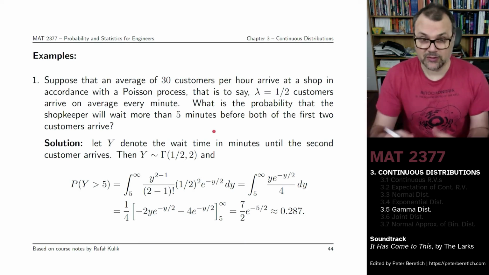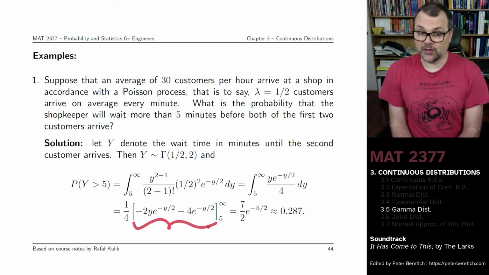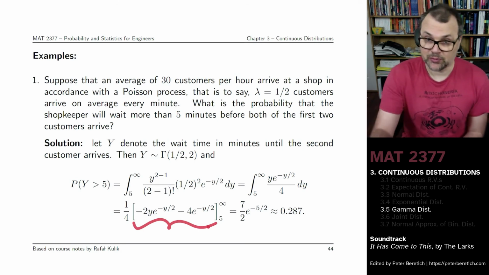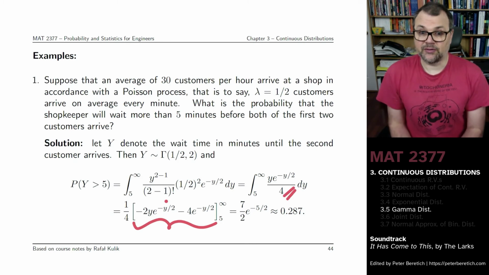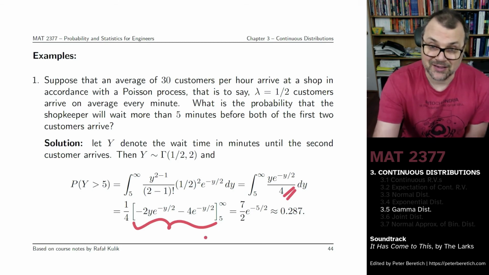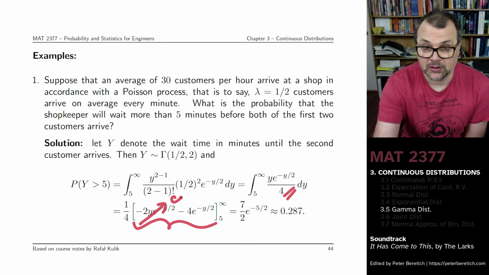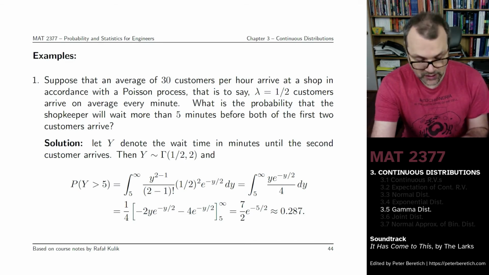This is the antiderivative of y e to the minus y divided by 2. You multiply by 1 over 4 because we are dividing by 4 here, and you evaluate the antiderivative at both limits, subtracting the lower one from the upper one. Well, in this case, what happens when y goes to infinity? This term goes to 0, this term goes to 0, so you're left with minus 1/4 times, replace y by 5. This is the expression you get, about 28%.